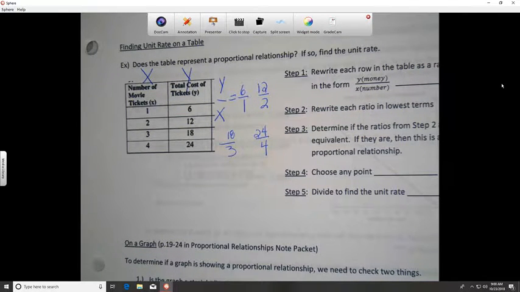All right, so here we are. Does the table represent a proportional relationship? Rewrite each row, so Y over X. Exactly. Thank you for correcting it. So it equals 6 over 1, 12 divided by 2, and then 18 divided by 3. If it's all the same, it's proportional, right?